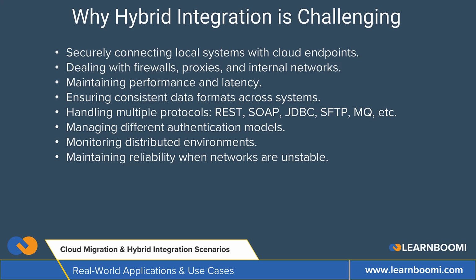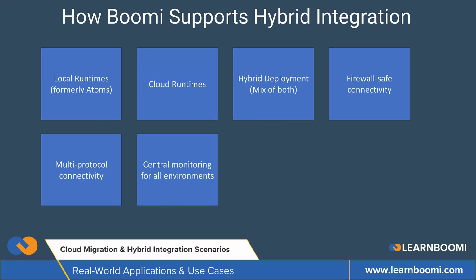To solve these challenges, organizations require an integration platform that handles both cloud-native and on-prem deployments. So how does Boomi support hybrid integration? Well, Boomi is designed from the ground up to handle hybrid integration scenarios. First is the local runtime, formerly known as Atoms. This can be installed inside the customer's data center. This allows Boomi to connect securely to internal databases, internal ERP, file servers, legacy apps, manufacturing systems, and internal APIs.